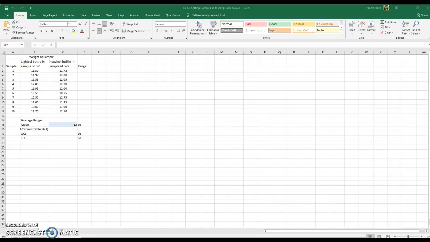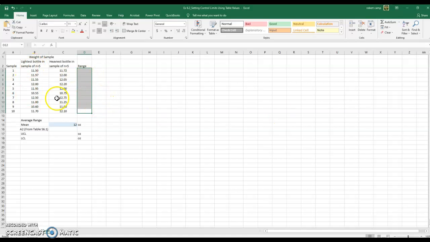And so the way that we calculate the upper and lower control limit in this case is going to be the mean plus or minus A2, and A2 is that constant from table 6.1, which is set up for this kind of situation, times the average range. And the range is nothing more than the heaviest sample minus the lightest sample. And so we're going to do that right now.